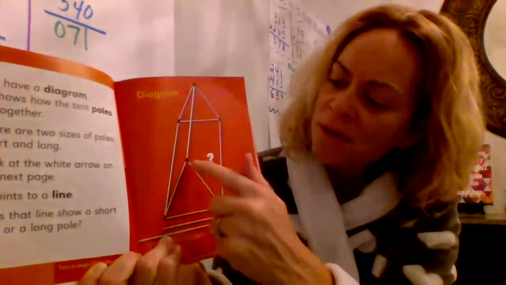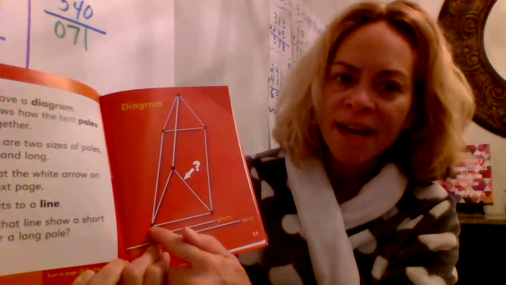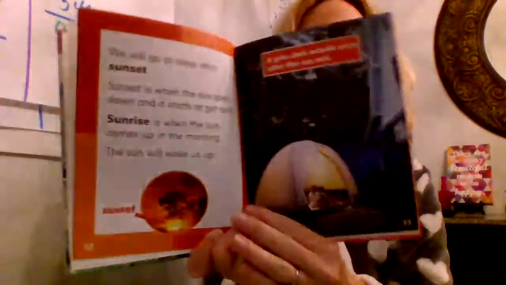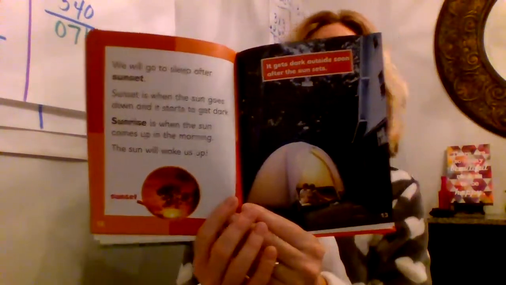Okay, compare the poles here, here, okay. We will go to sleep after sunset. Sunset is when the sun goes down and it starts to get dark. Sunrise is when the sun comes up in the morning. The sun will wake us up. Okay. Do you remember what these are called in a book when you see a word and an arrow's pointing to it? A label, right? A label, boys and girls.